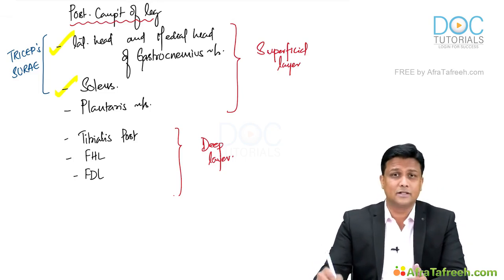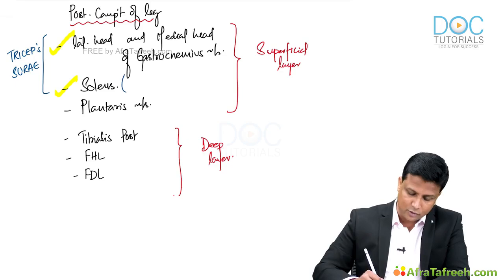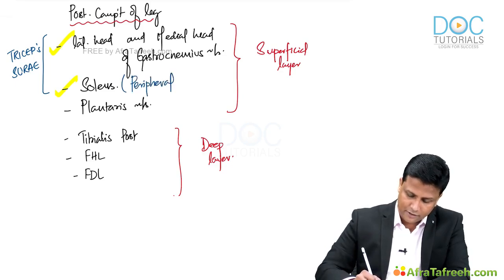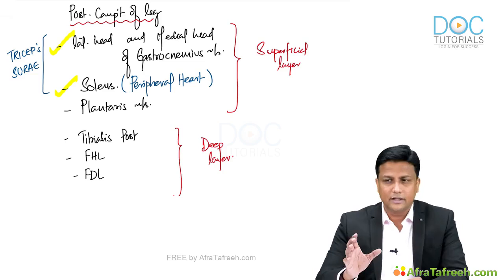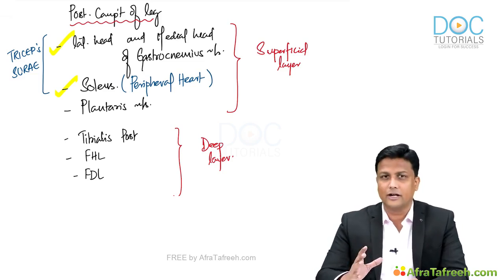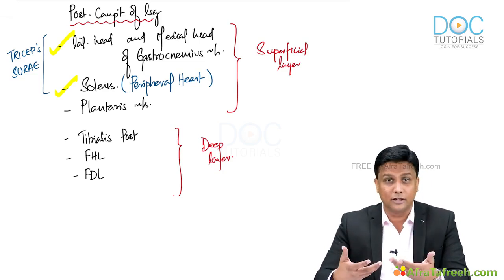Out of all these muscles, one of the muscles is referred to as the peripheral heart of the body. So remember soleus. Soleus is referred to as the peripheral heart of the body. Why? Because while walking, what is going to happen? That soleus, that calf muscle will contract and relax, and because of the contraction and relaxation of soleus, the blood will be pumped back into the circulation.